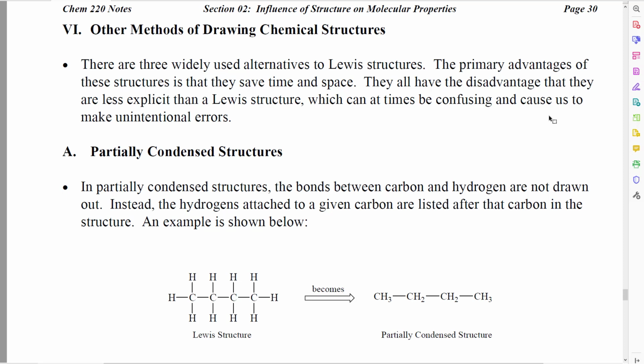If you're having problems working out a given challenge, one of the things you might consider is to at least draw the section that you're working with in a full Lewis structure, because then you'll make sure that you don't miss something that isn't explicitly drawn in the other way of drawing structures.